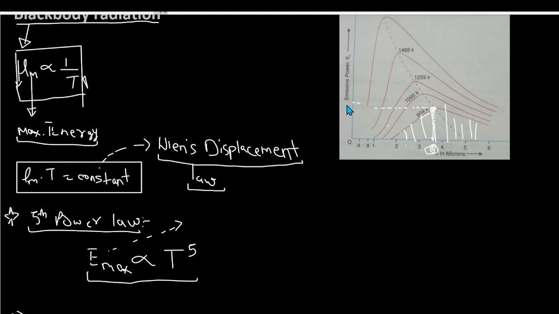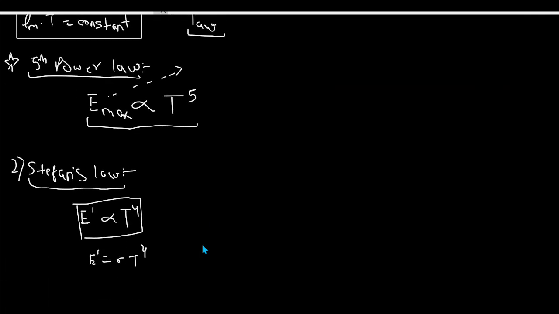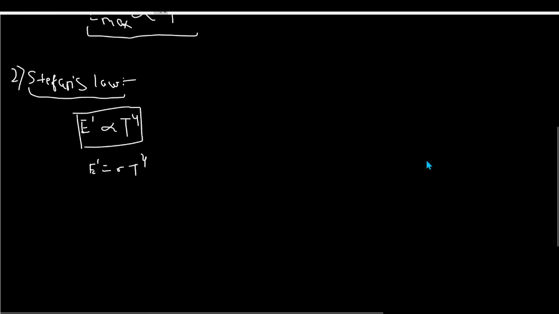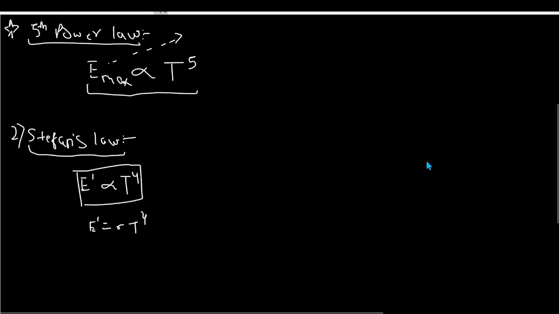This here, if you have some value, let's say 10, so this particular 10 is directly proportional to T to the power 5. But here, E dash is the total area of this particular curve, and that is the total intensity with all of the wavelength, not of only a particular wavelength. But here, E max is for the particular wavelength for which the energy emitted is maximum or the intensity is maximum. And that's the major difference between the Stephen's law and the fifth power law.